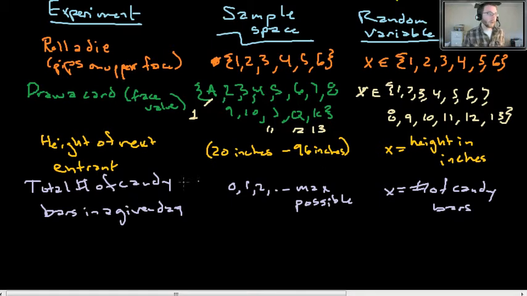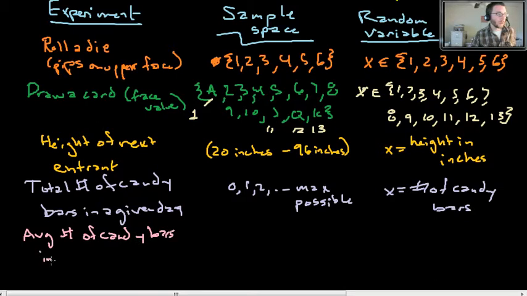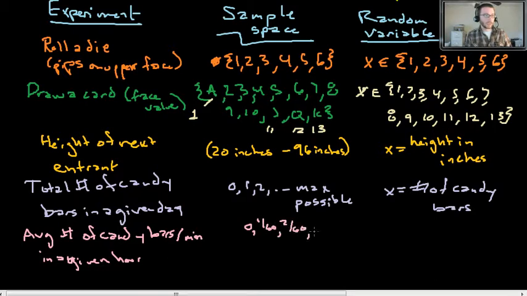All right. How about slightly different? Average number of candy bars per minute in a given hour. Oh, average number of candy bars per minute, that's what I meant. Right. Well, it could be 0. Or if they made 1, it could be 1 divided by 60. If they made 2, it could be 2 divided by 60, and so forth, right? Up to the maximum possible. And again, x would be the number of candy bars.